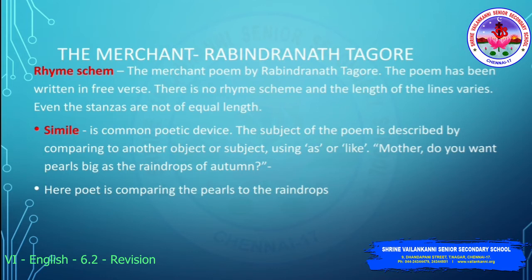Next, simile. What do we compare here using the word like or as? Mother, do you want pearls big as the raindrops of autumn? Here, the poet is comparing the pearls to the raindrops. He's asking his mother whether she wants a pearl which is as big as a raindrop of autumn. So the pearl has been compared to raindrops of autumn.